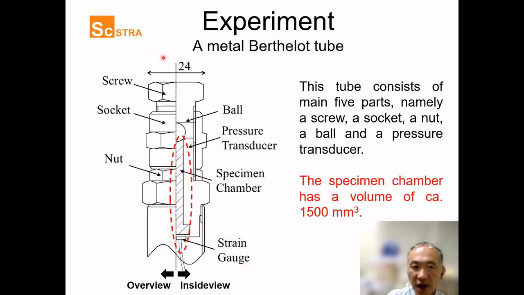This figure shows a metal vessel tube. The left side shows the overview and the right side shows the inside view. The tube consists of 5 main parts, namely a screw, a socket, a nut, a ball, and a pressure transducer. The specimen chamber has a volume of circa 15 cubic millimeters.